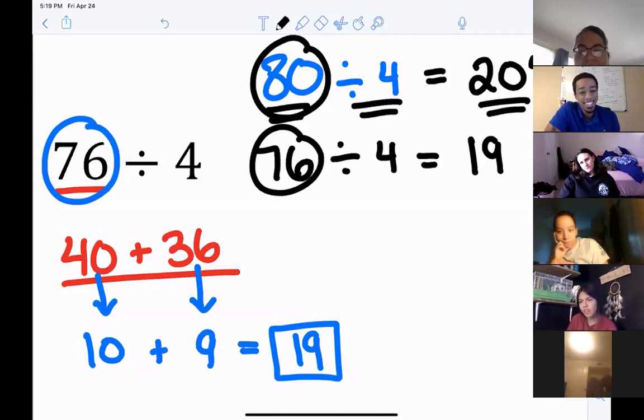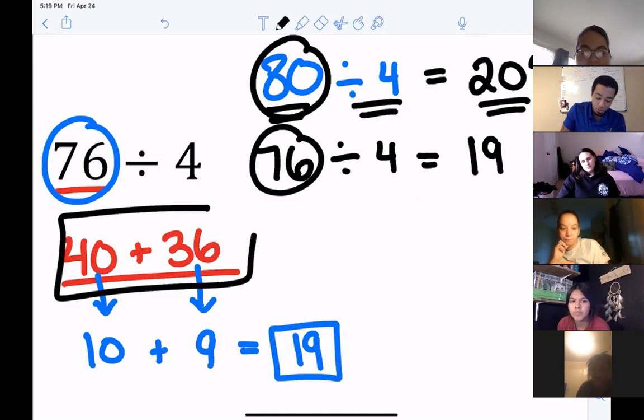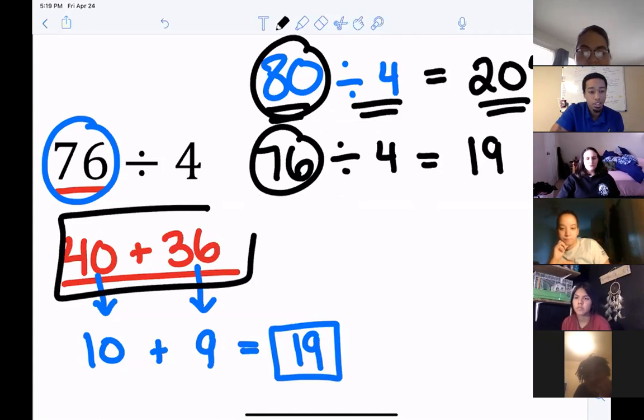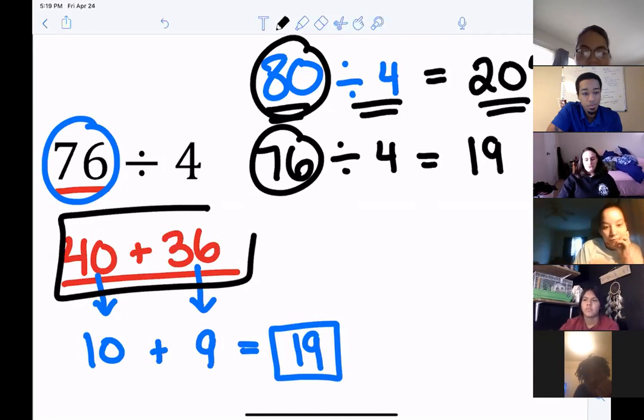So which way do you guys like better so far? Breaking it down into 2 easier divisions, or seeing what the nearest number that you know is and then adding or subtracting however you like? I feel like the first one is easier than the second one. Second one got me lost. Yeah, I was lost on the second one.